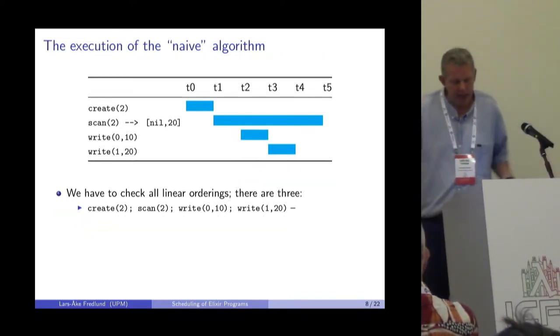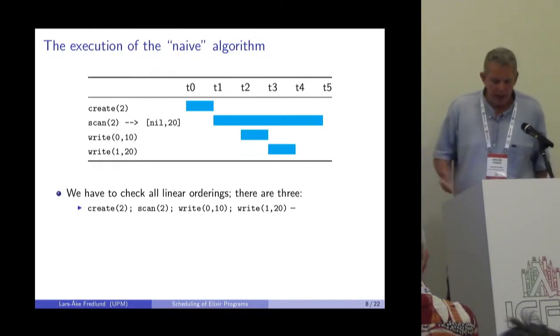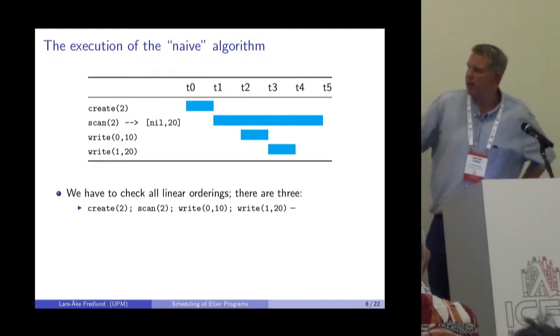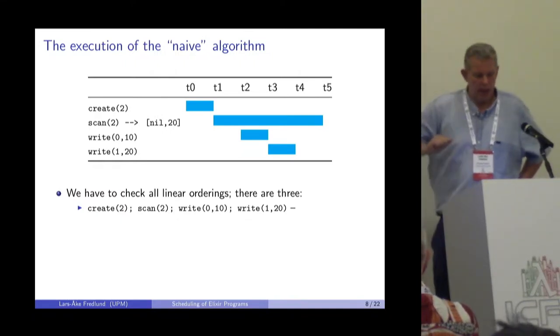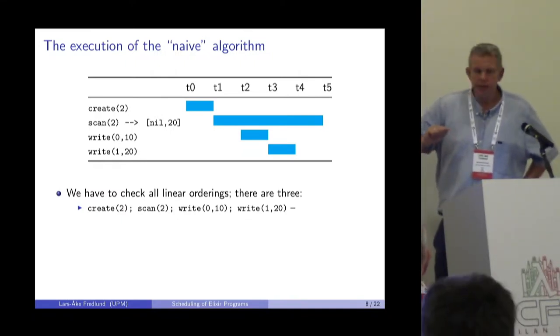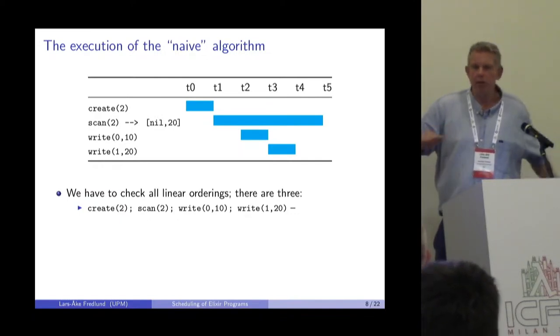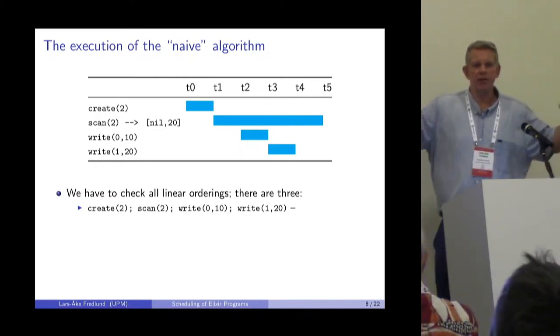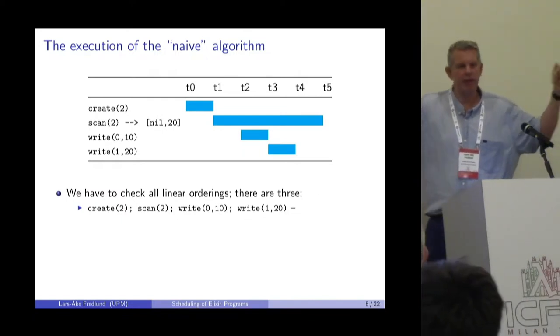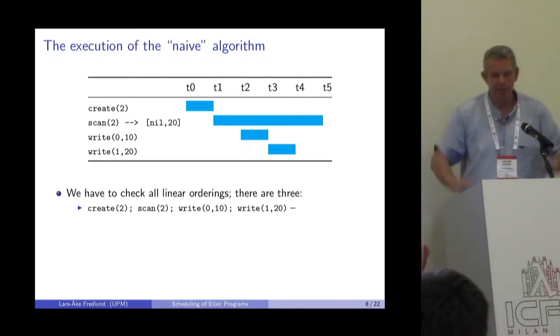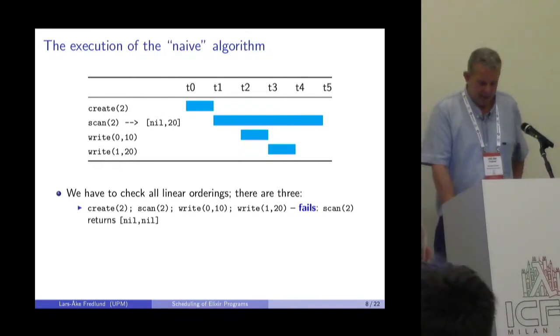So we can check it manually, just let's do one. So what happens if we execute the first ordering? So create the array, that's fine. Scan 2, what does it return in this case? We haven't written anything, right? So it just returns nil nil. It's not a good explanation of the concurrent execution. It doesn't work. Okay? It fails completely.